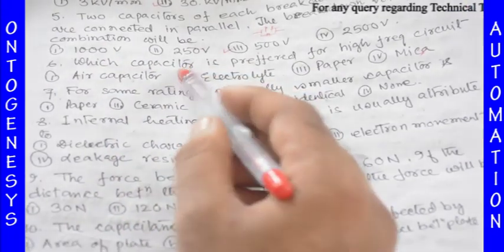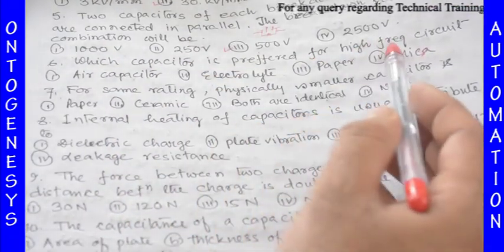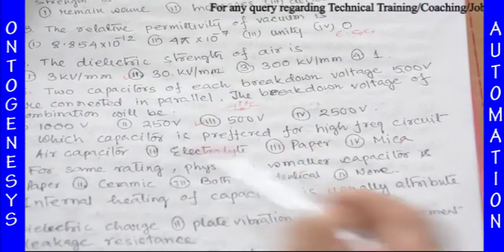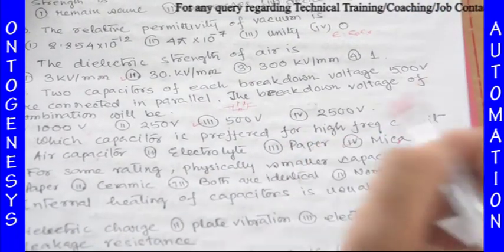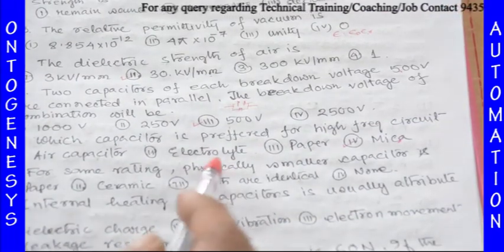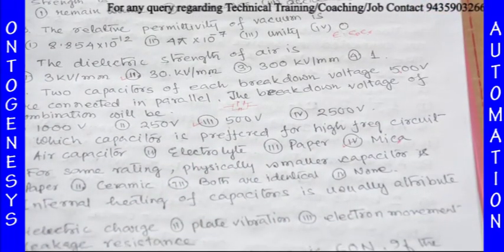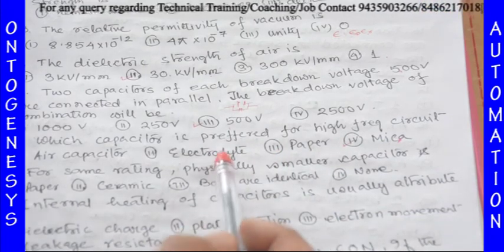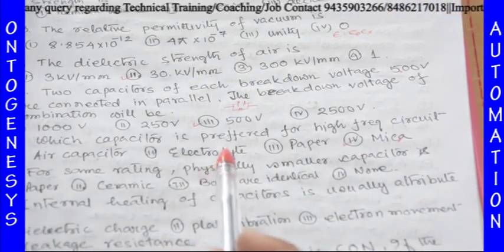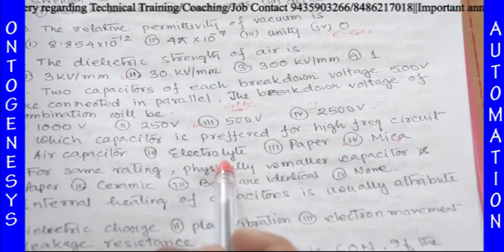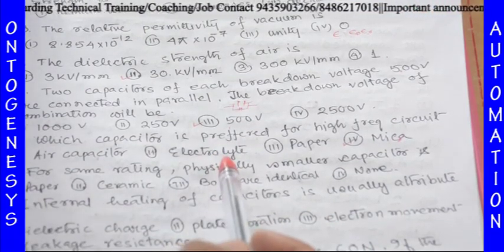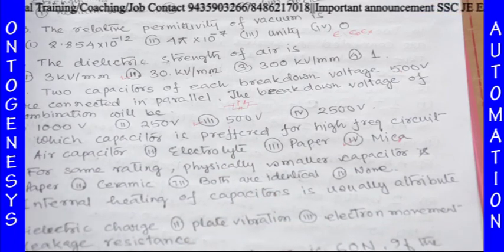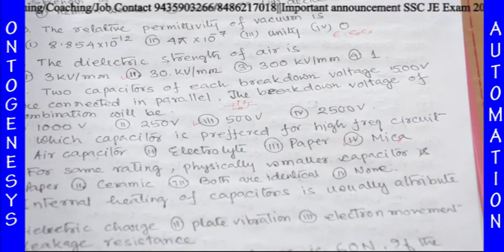Which capacitor is preferred for high frequency circuit? For high frequency circuit, it is your mica capacitor. High frequency mica capacitor, low frequency electrolytic capacitor. Okay, high frequency mica capacitor, low frequency it is your electrolytic capacitor, and your ceramic capacitor is of the range of your picofarad or microfarad, 1 microfarad maximum.